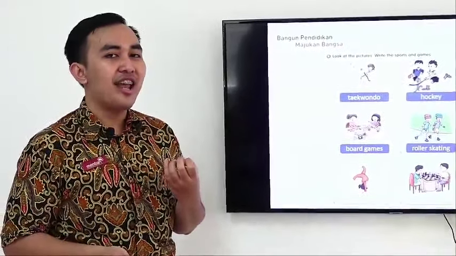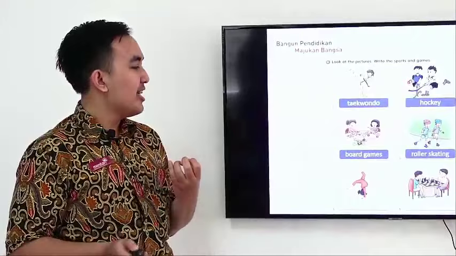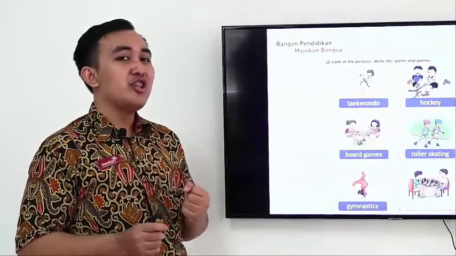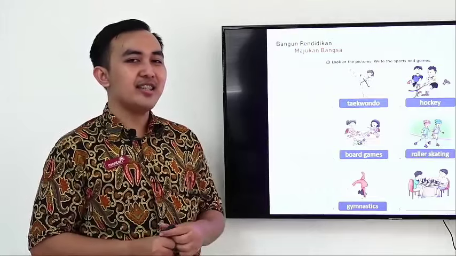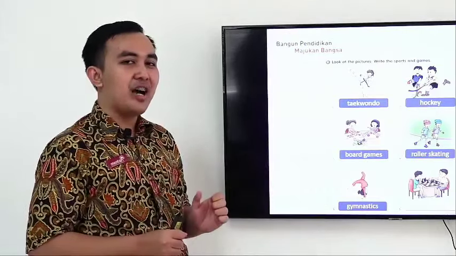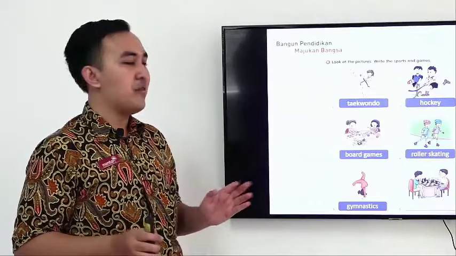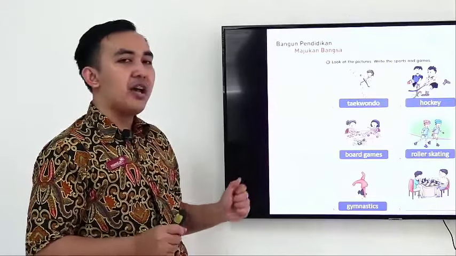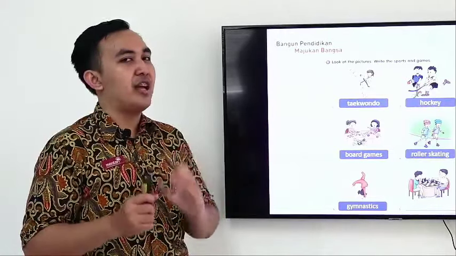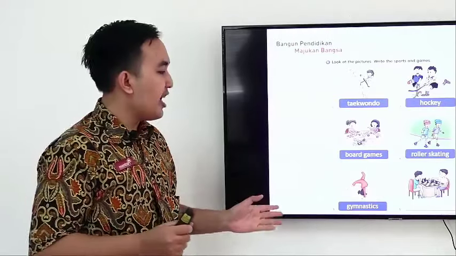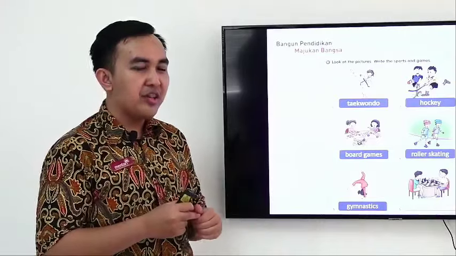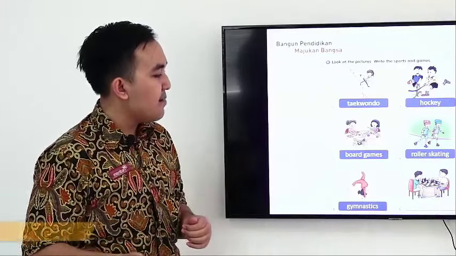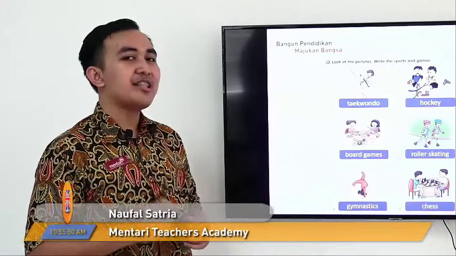Roller skating. The next one, gymnastics. The answer for number 5 is gymnastics. If you take a look at number 5, the girl has a flexible body. She can do like a difficult move, if I say. And then number 6, it's chess.